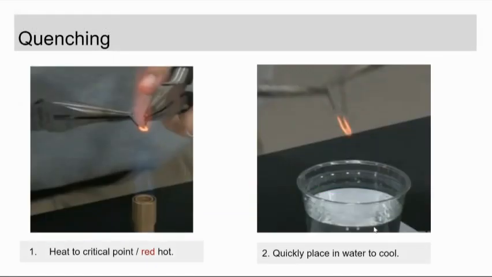If we look at the process for quenching, again, we're going to heat the metal to red hot above the critical point so recrystallization can occur. But then we're going to quickly place that metal into water to cool, thus stopping the grains from continuing to form and creating very small grains with lots of defects because we rapidly cooled it.